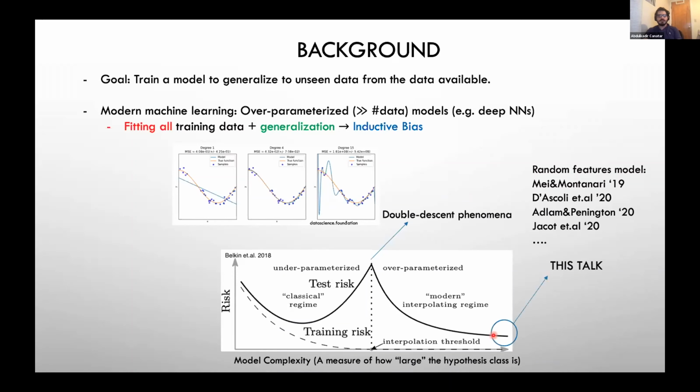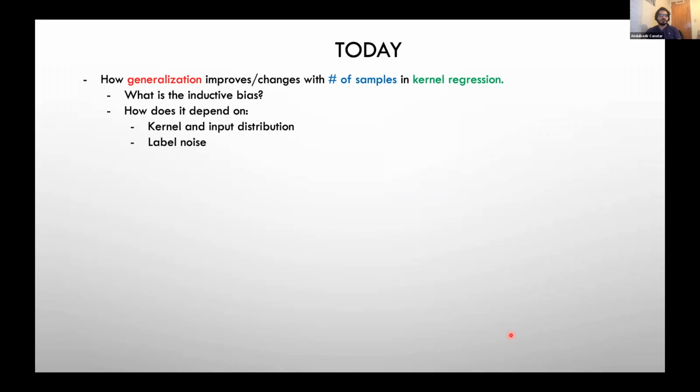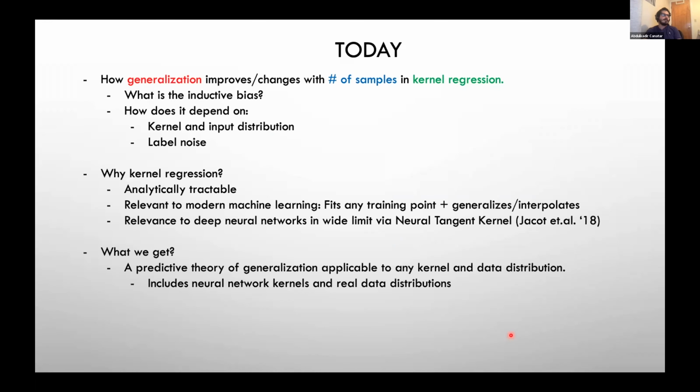In this talk, we will fix the features. So there are going to be fixed features, and we won't be able to see this double descent phenomenon, but we will see more interesting things. So we will work on this edge of the spectrum. Today, I'm going to try to understand how generalization improves or changes with the number of samples in kernel regression. Specifically, I want to ask what the inductive bias is and how it depends on the kernel, input distribution and label noise.